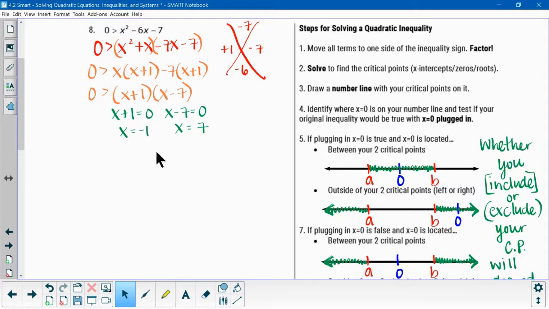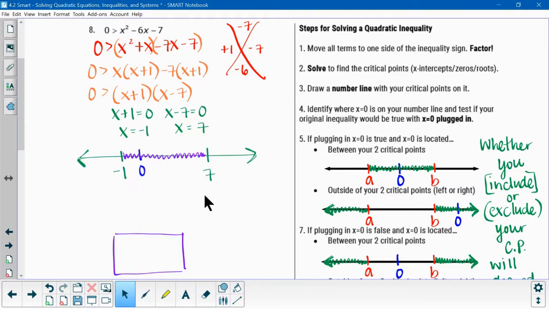So I'm going to put these two numbers on a number line. Got a little bit ahead of myself, so we're going to have a spoiler. -1 and 7. So now I need to test the point 0. So 0 falls in between -1 and 7. So when I plug 0 back into my original equation, this is going to cancel out, this is going to cancel out, leaving me with just -7.